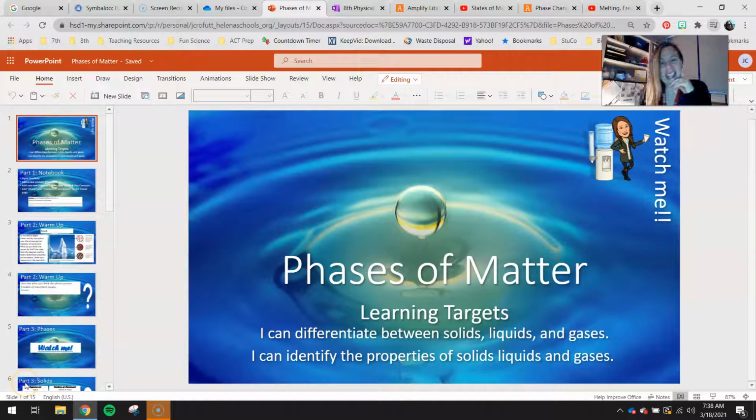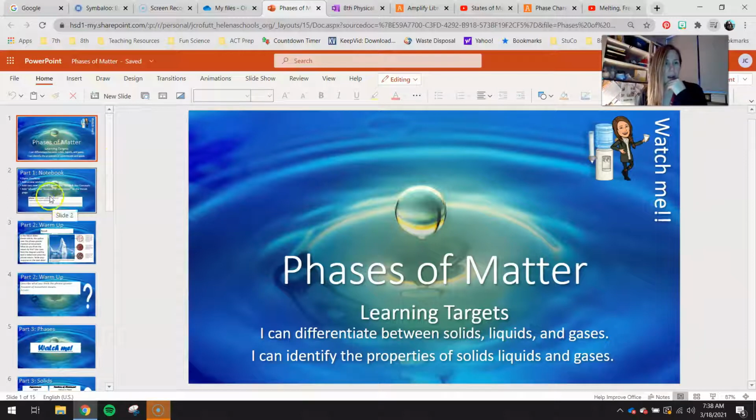Hey, 8th graders, today's lesson is called Phases of Matter. Your learning targets for today: I can differentiate between solids, liquids, and gases, and I can identify the properties of solids, liquids, and gases. So really, we're going to focus on what defines a solid, what defines a liquid, and what defines a gas.